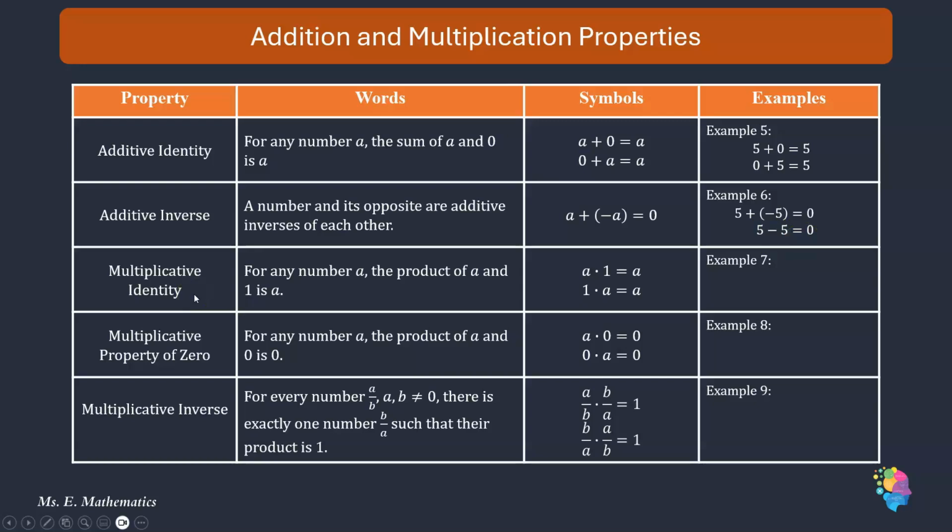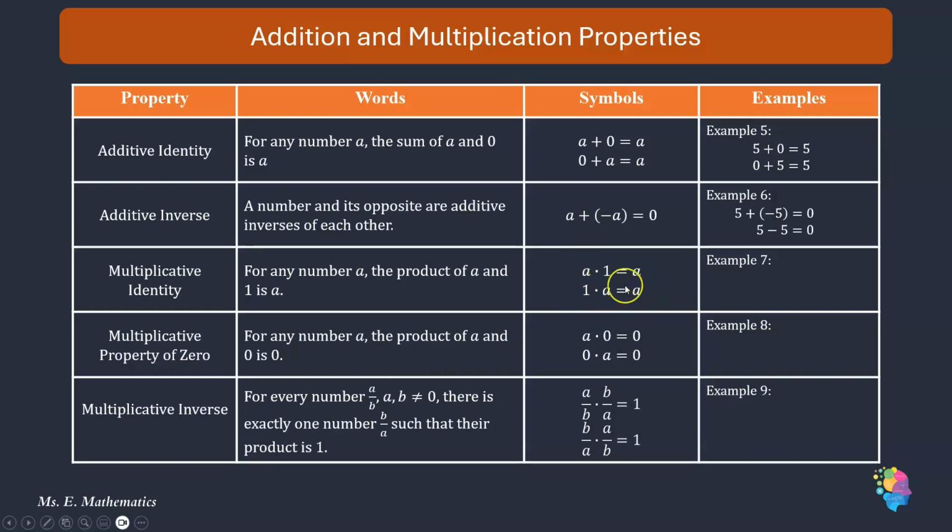Let's do now the multiplicative identity. It states that for any number A, the product of A and 1 is A. And we know that product means multiplication. So in symbols, that means that multiplying A times 1 is going to equal A, or 1 times A is going to equal A.